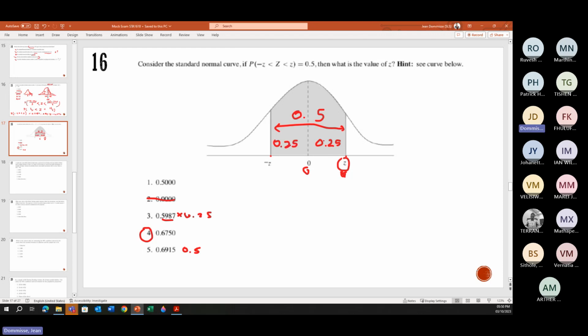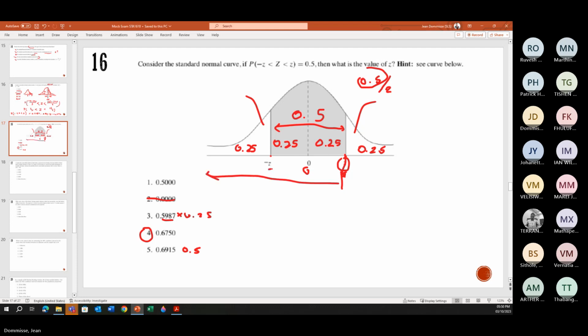Okay, then what is left? This area and this area, and the two of those areas must also be equal to 0.5. So again, symmetry, because both are equal to 0.5, I can say 0.5 divided by 2 will give me this area, which is 0.25, and this area, which is 0.25. So then to get up until that Z value, I use the probability of 0.75.